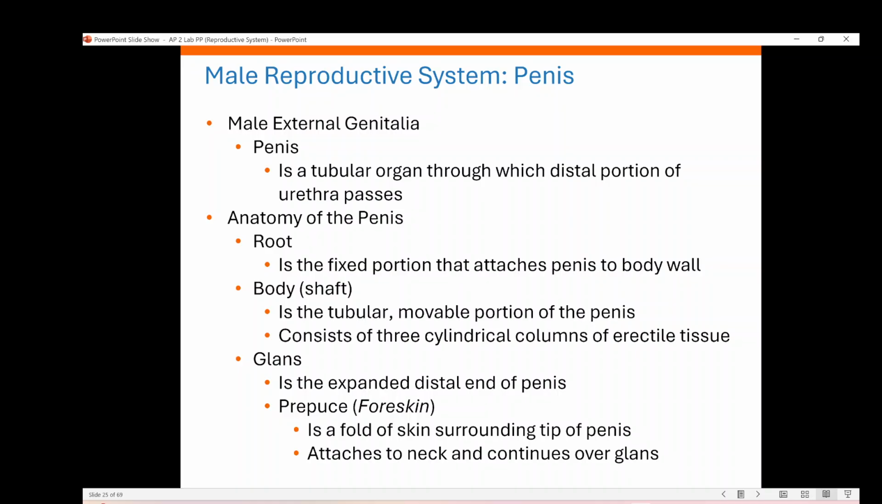Let's take a look now at the last part of the male reproductive system, the penis. You could think of this as a tubular organ through which the distal portion of the urethra passes, as we just saw. We can divide the penis into three distinct regions. The root is the fixed portion that attaches the penis right to the body wall.